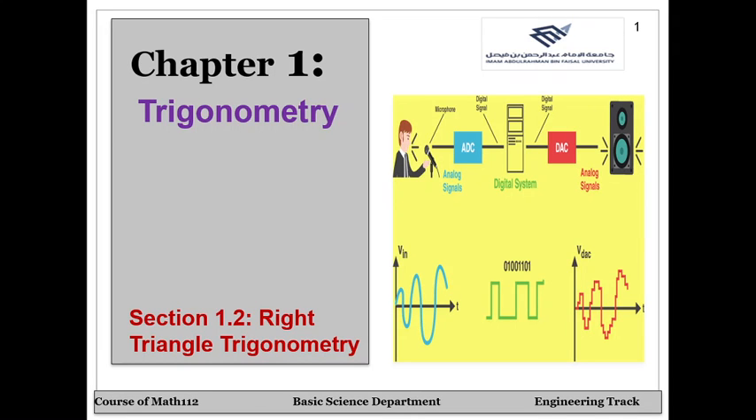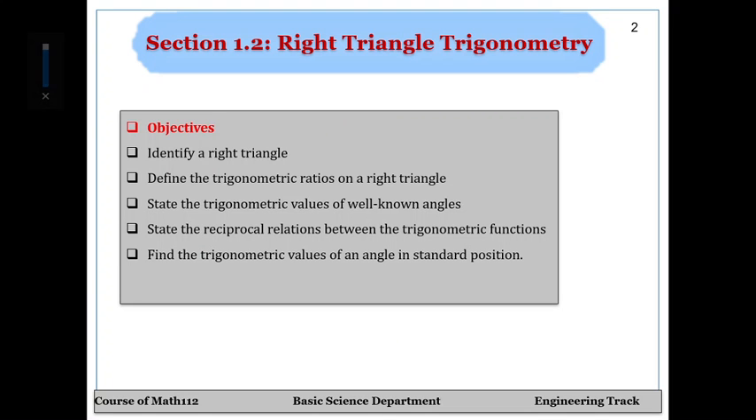Chapter 1 Trigonometry, Section 1.2 Right Triangle Trigonometry. We will learn the properties of right triangle trigonometry, especially the Pythagorean theorem, then the trigonometric ratios on a right triangle, and the trigonometric values of well-known angles, and the reciprocal relations between the trigonometric functions, and finding the trigonometric values of an angle in standard position.